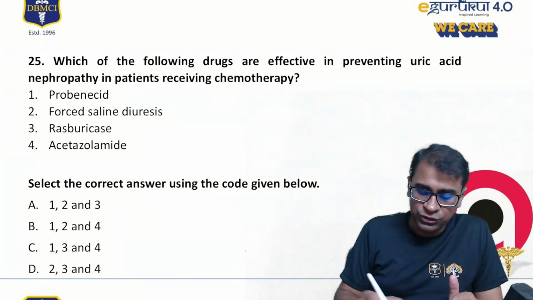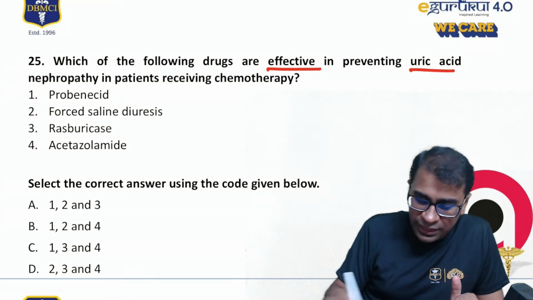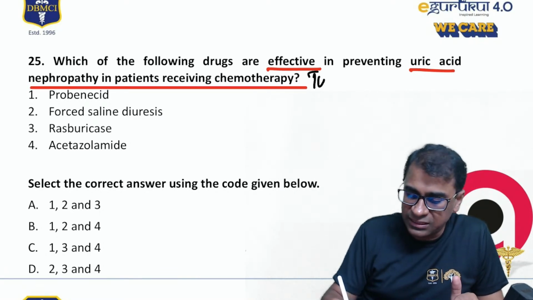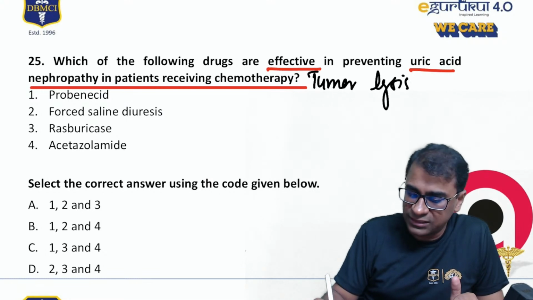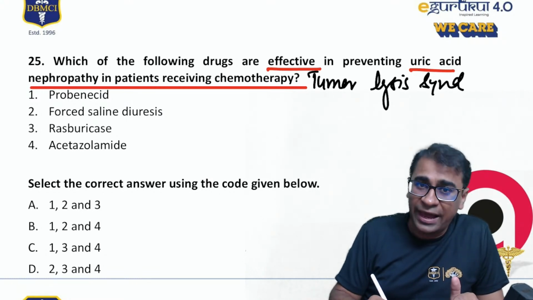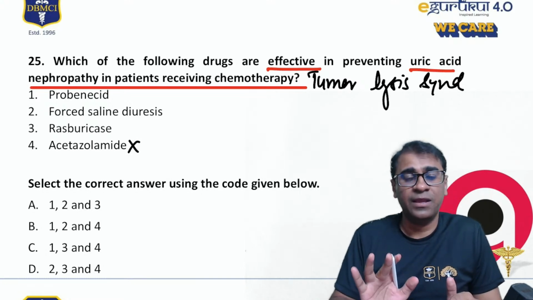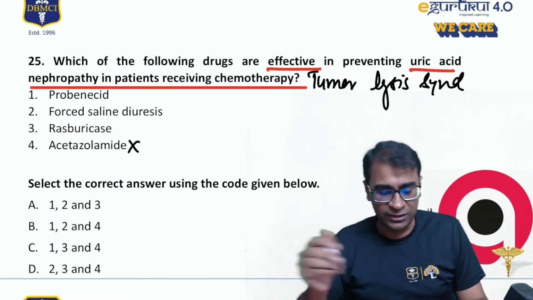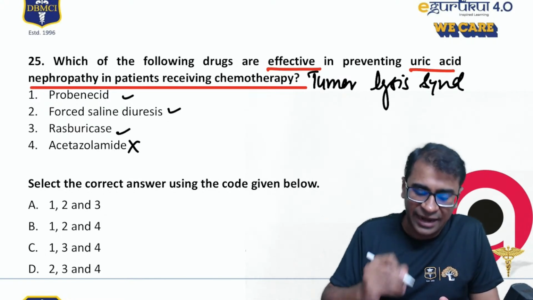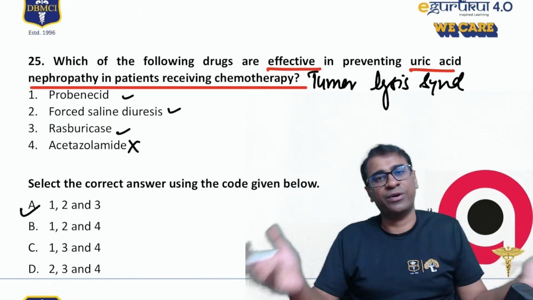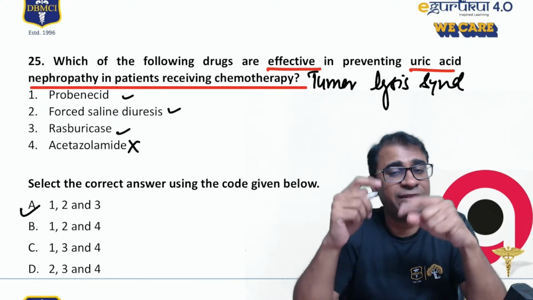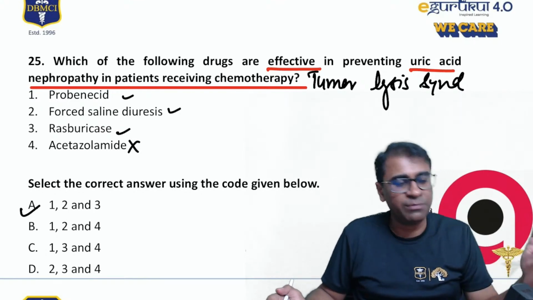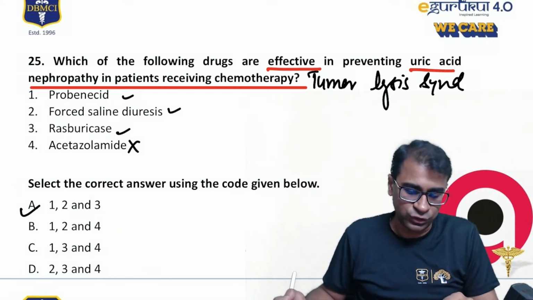Next question. This we discussed in chapter point 1. Do you remember? Effective in uric acid nephropathy in patients receiving chemotherapy. What does it mean? It simply means tumor lysis syndrome. Acetazolamide cannot be used. Please understand, alkalinization is not used nowadays for tumor lysis syndrome. Probenecid, saline diuresis, and rasburicase can all be used. So the answer is clearly 1, 2, and 3. I have discussed this in detail in the first question of this entire discussion part. If you have not watched it, please go back and watch that part also.